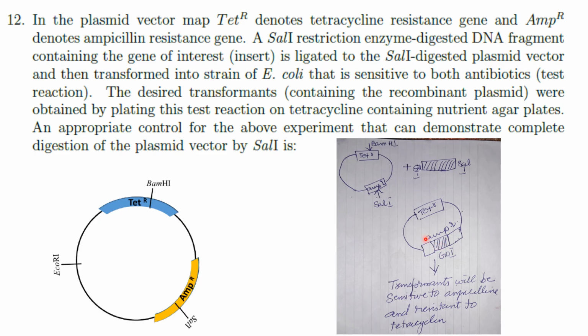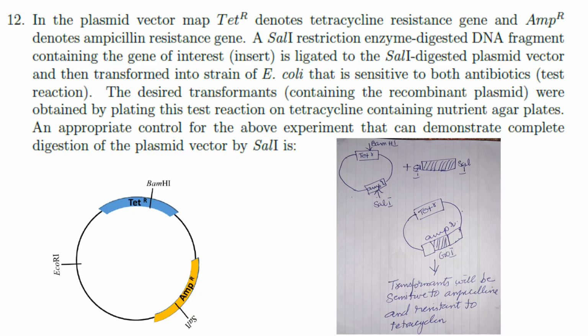Okay. This was then transformed into a strain of E. coli that is sensitive to both the antibiotics. So they have tested the E. coli and have found it is sensitive to both the antibiotics. The desired transformants, that is containing the recombinant plasmid, were obtained by plating this reaction on tetracycline containing nutrient agar. So this is the transformant, and you will find that the transformant is sensitive to ampicillin in the medium, but it is resistant to tetracycline because the tetracycline gene is intact and the ampicillin resistance gene is damaged. So in the presence of tetracycline containing nutrient agar, the transformants will grow. But our question is not that.